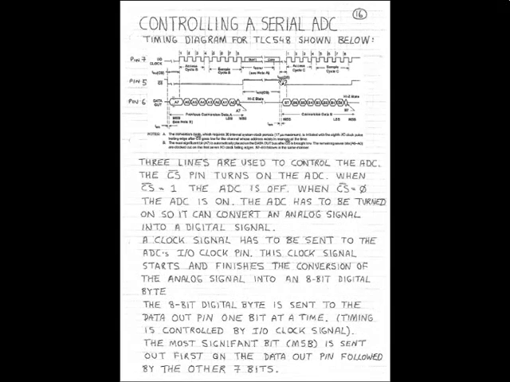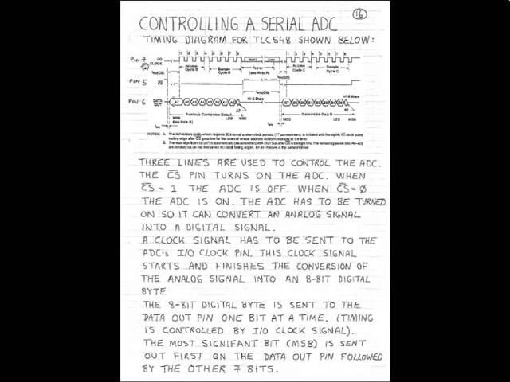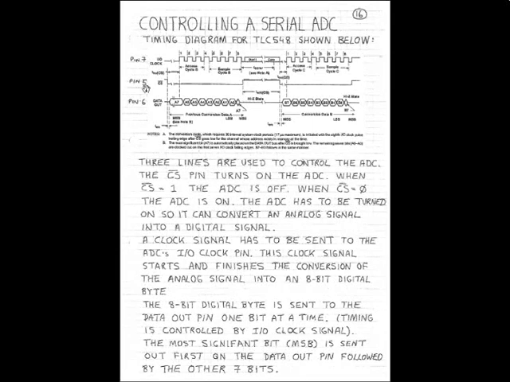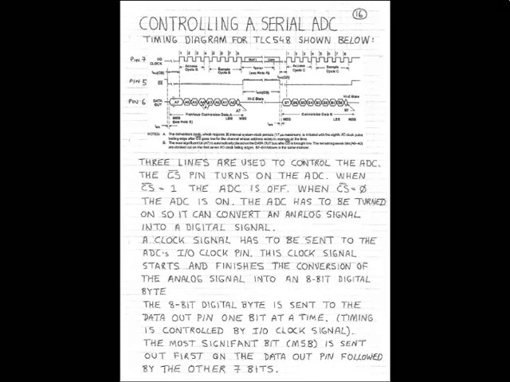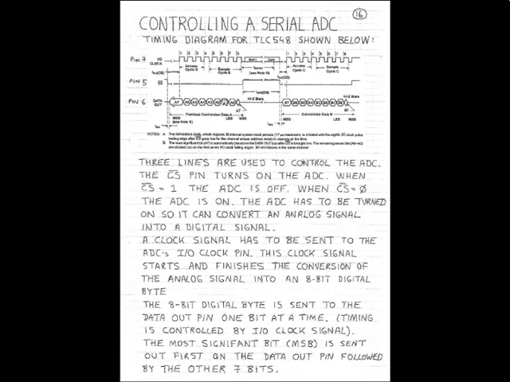Here's a timing diagram for the TLC548. And we use this timing diagram, which is shown on the top half of the page, to program the PIC microcontroller. Now, we have 3 important pins on the ADC. We've got pin 7, pin 5, and pin 6. Pin 7 is the input-output clock, pin 5 is chip select, and pin 6 is the 8-bit data coming out. To get this 8-bit data sent to the PIC microcontroller, we need to bring the chip select line low and then send 8 clock pulses on the input-output clock pin.